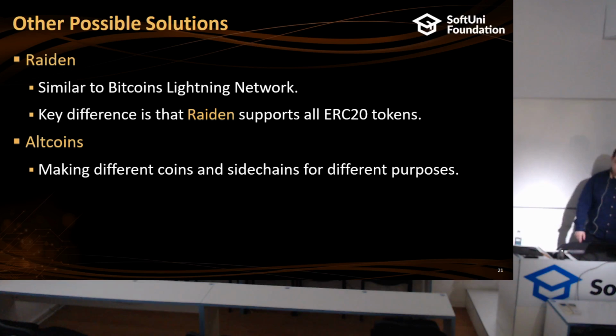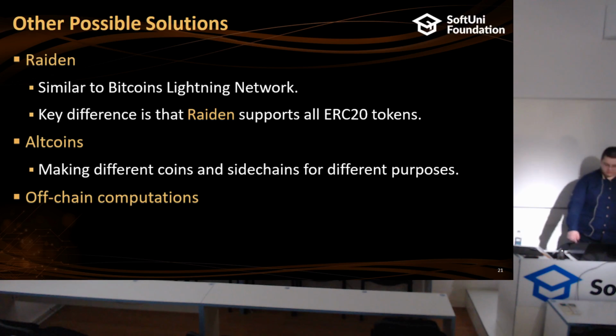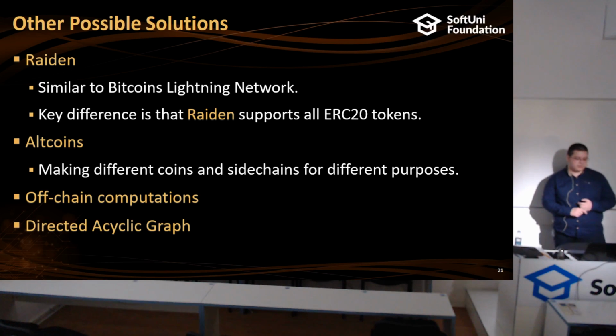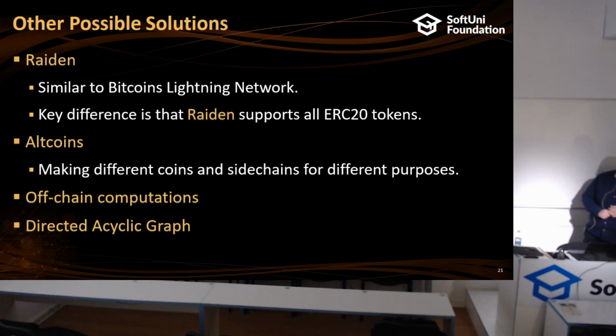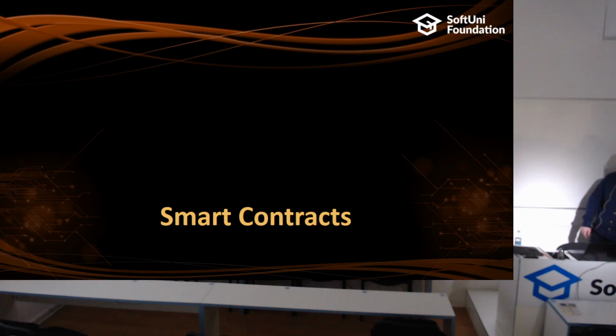Other possible solutions are altcoins, basically making different coins and sidechains for different purposes, off-chain computation, and directed acyclic graph. There are many other possible solutions, but again, we won't have the time to cover them all. So pretty much this is about the first part of scalability problems and solutions. So do you have any questions about this first part?